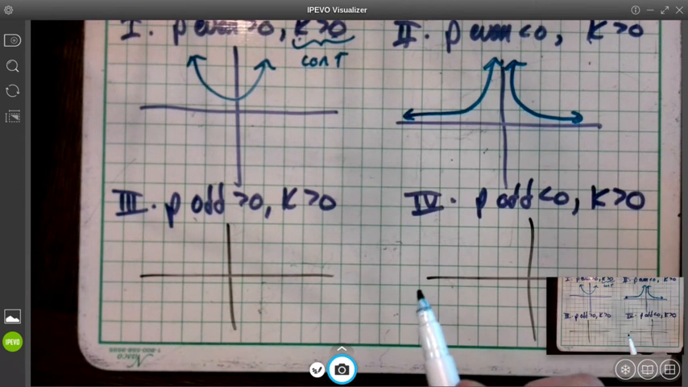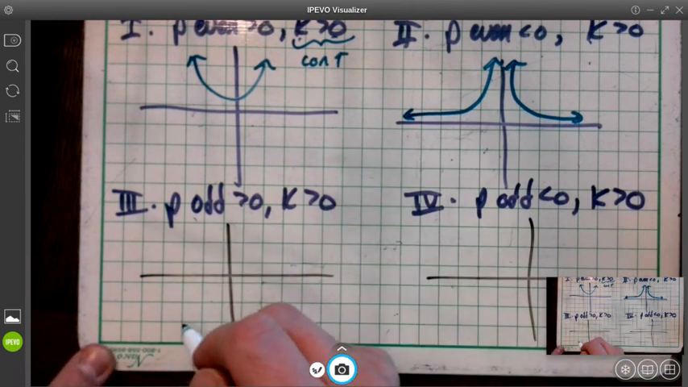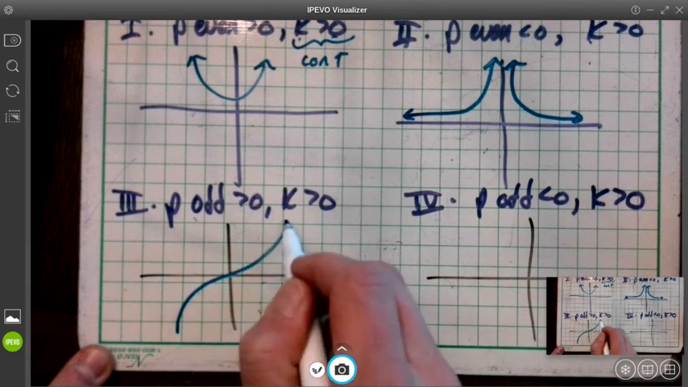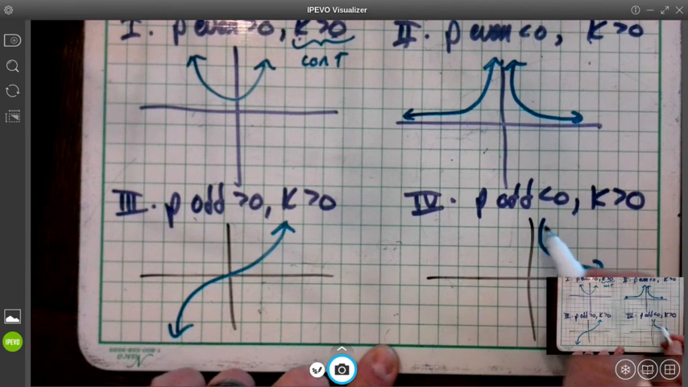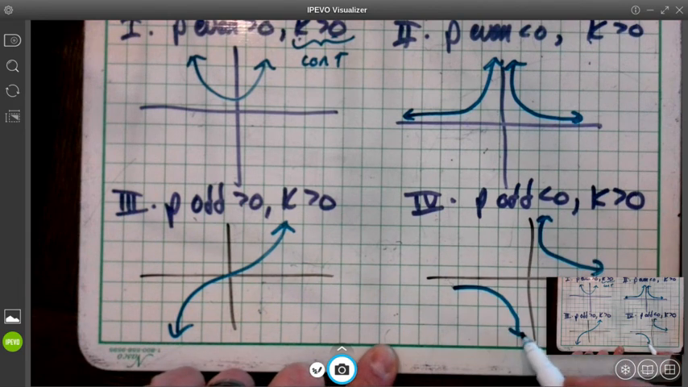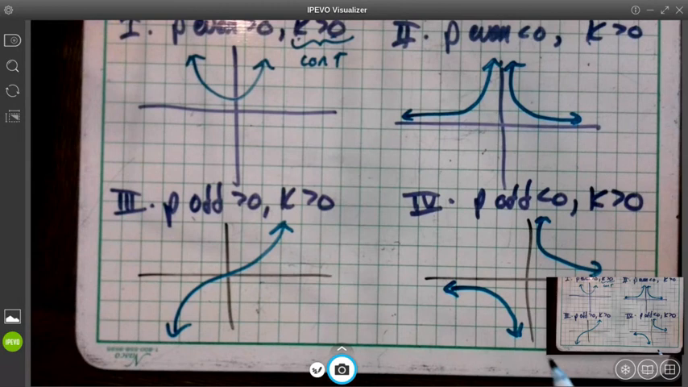So odd and greater than 0 just looks like a cubic of some level, so like a graph that looks like that. Pre-calc class back in the day called it the snake graph. I don't quite get that, but whatever. Works for me. Now if we're odd and negative, we've got the hyperbola, which is the best graph ever. If you don't understand that, that was hyperbole with hyperbola.